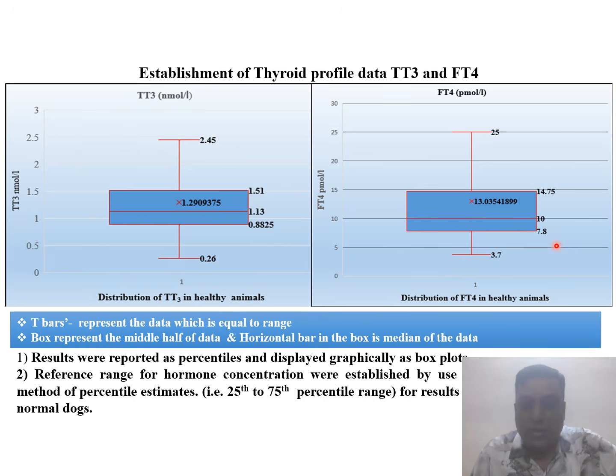See, in both this slide and the earlier slide I told that units are most important. So for total T3 and total T4, the unit we are going to use is nanomole per liter. However, for FT4, we are using the unit picomole per liter. Okay.